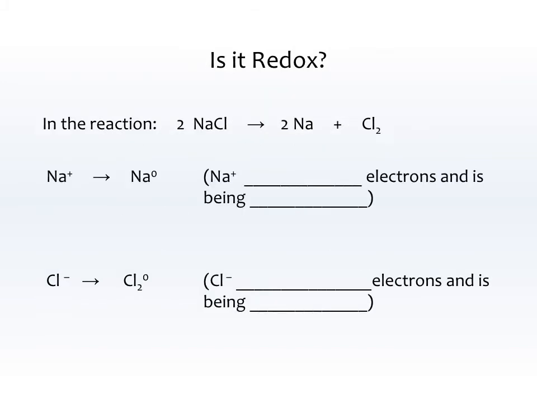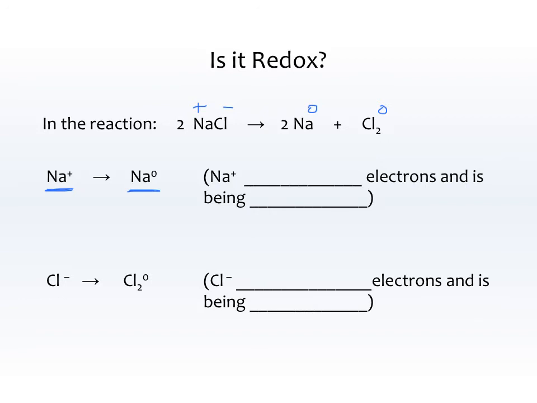So in the reaction 2NaCl makes 2Na plus Cl2, let's look at how the oxidation numbers change. In the beginning, on the reactant side, Na is +1 and Cl is -1 because they're in a compound. But in the end, on the product side, they're both 0 because they're both plain elements. So we've got Na+ going to Na0. Look at the oxidation number. From a positive down to 0, the oxidation number went down.